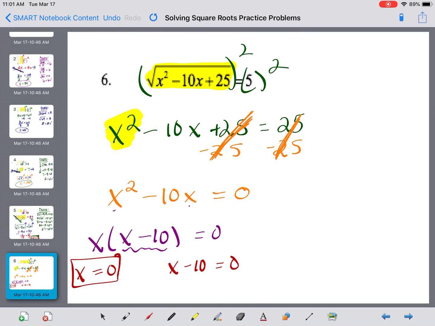And actually, I'm going to erase that just in case that happens to be an extraneous solution. We don't know yet. We haven't checked. There's one answer. Here, I'm going to get x by itself. I'm going to add 10 to both sides, so x is equal to 10. So this time around, we have 2 possible solutions, so we have to do 2 checks.